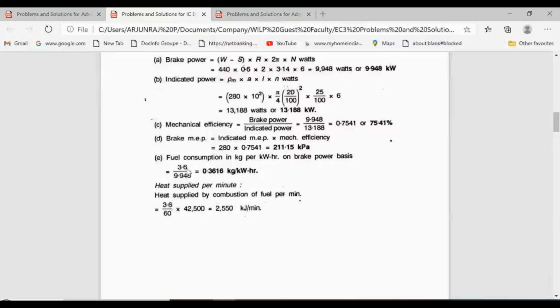It's 3.6 divided by 60. Okay, I need to convert that in terms of minute, and you are going to get kilojoules per kg. It's already there. Okay, so you get 2550 kilojoules per minute. What is this? It's nothing but the heat supplied per minute. Last time we have seen this is the energy supplied per minute. Now this is the heat supplied per minute. Okay, and heat is a form of energy. Work is also a form of energy.